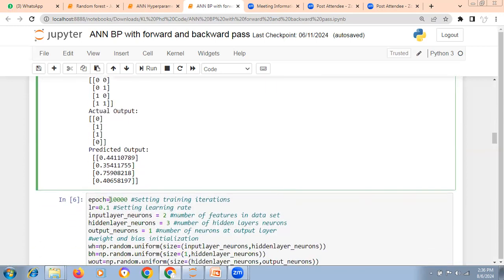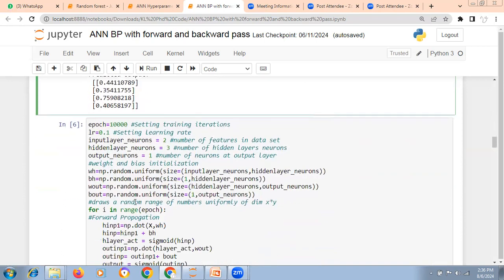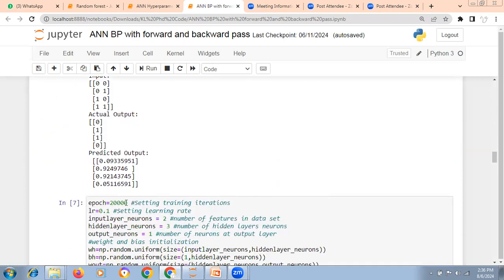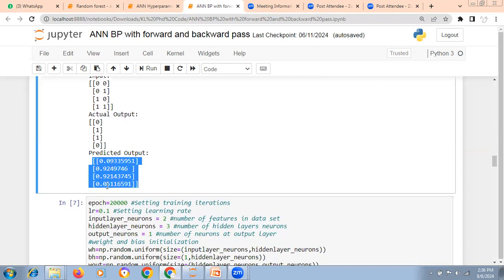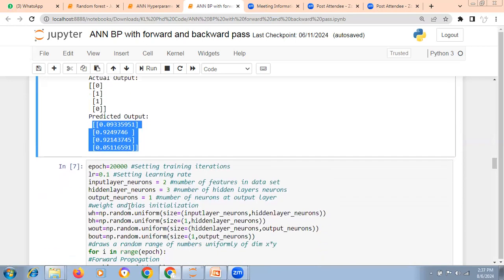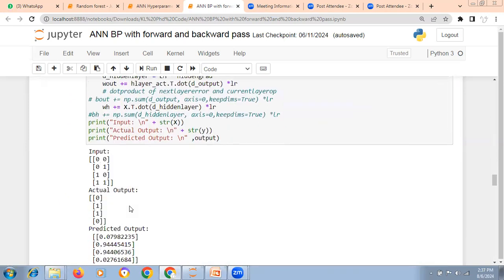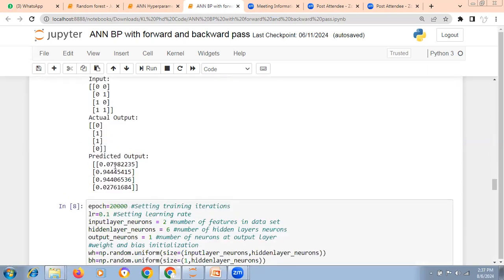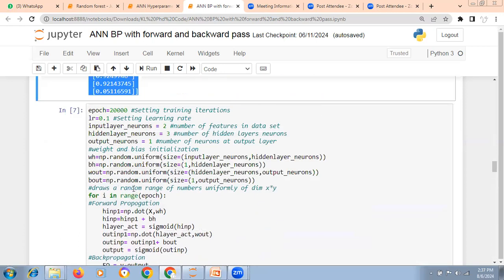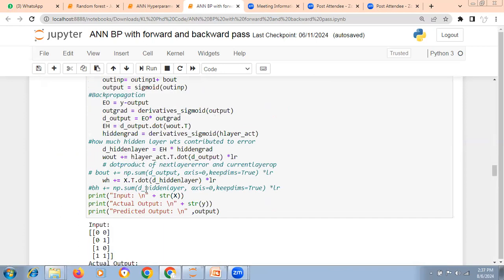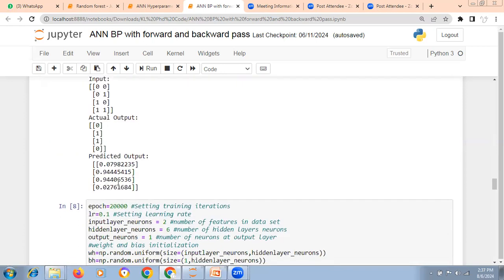Now I will make it 5000 and then you observe that this is the output in which the first and the last value are close to 0, while the middle two values are close to 1. Now again, I will increase the epochs more. Then I will see, is there any more improvement? Yes, there is more improvement. In the previous output it was 0.92. Now it has increased to 0.94.